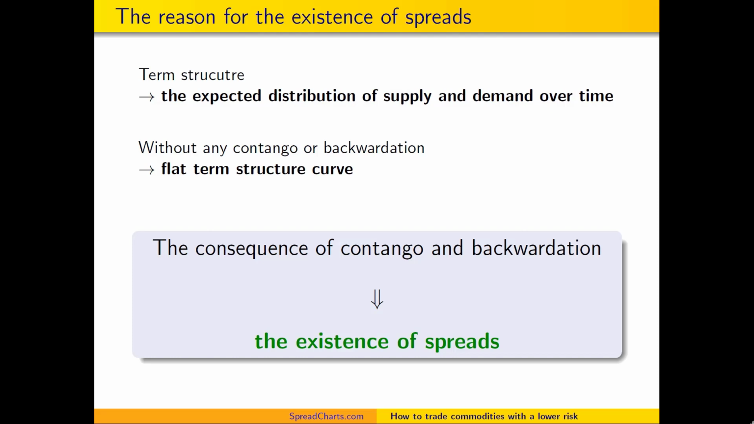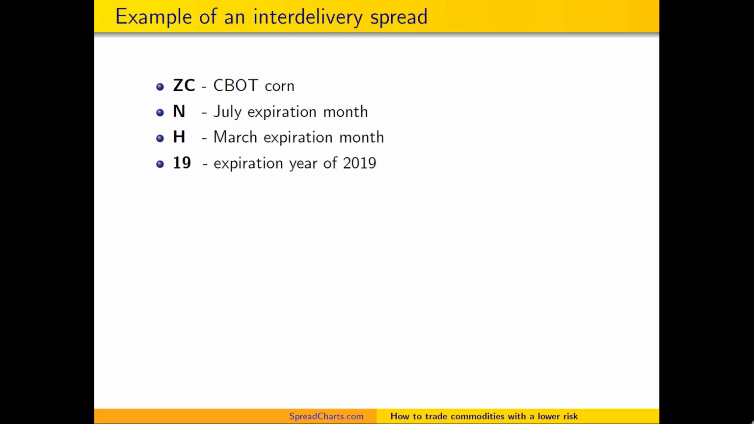Let's show a concrete example of an interdelivery spread. We have corn here. Its symbol is ZC. Then we pick two expiration months, July and March, both of them in 2019. These two contracts are called legs of the spread. Now let's put a spread together. It is July minus March. As we said, a spread is a difference. So let's just subtract the price of the March contract from the price of the July contract.